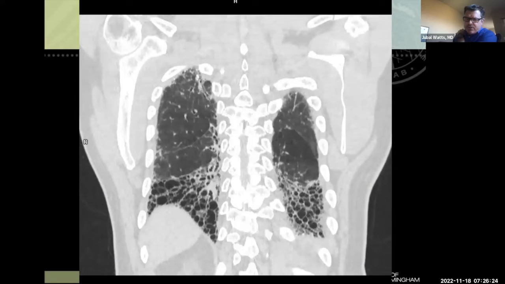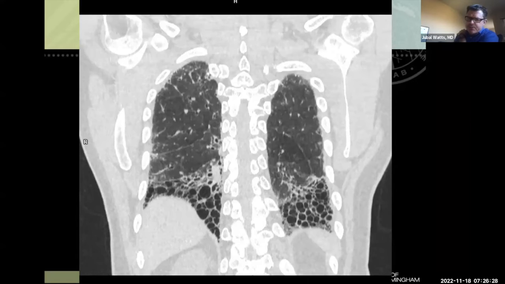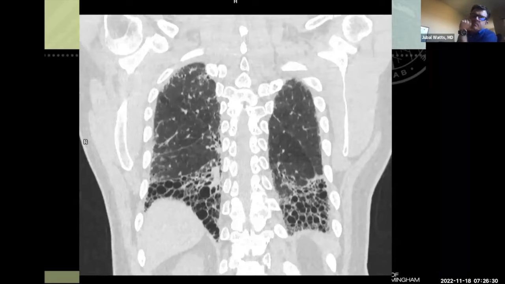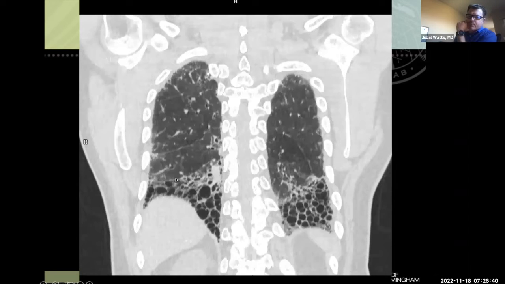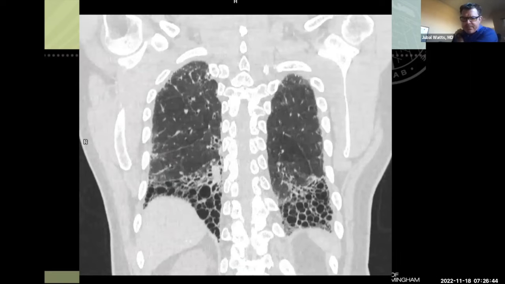But if we look at the coronals, it looks different than the last case. This is because this is somebody with connective tissue disease. This is somebody with scleroderma who has a UIP pattern of lung injury. It was described in a fairly recent paper by Dr. Jonathan Chung that there are some manifestations of CTD-ILD with a UIP pattern that are different than IPF. One of those is what they call the straight edge sign.